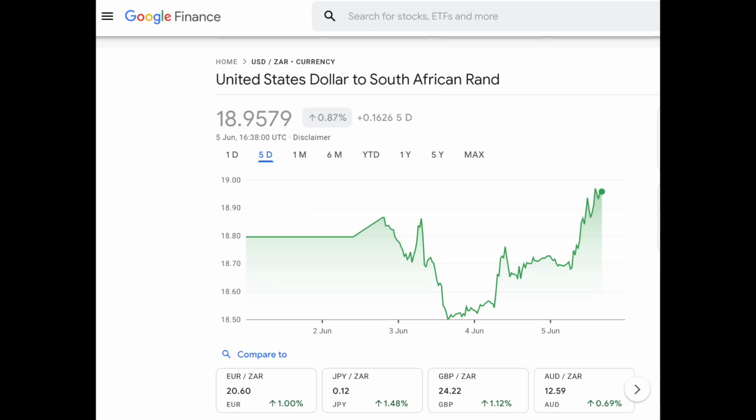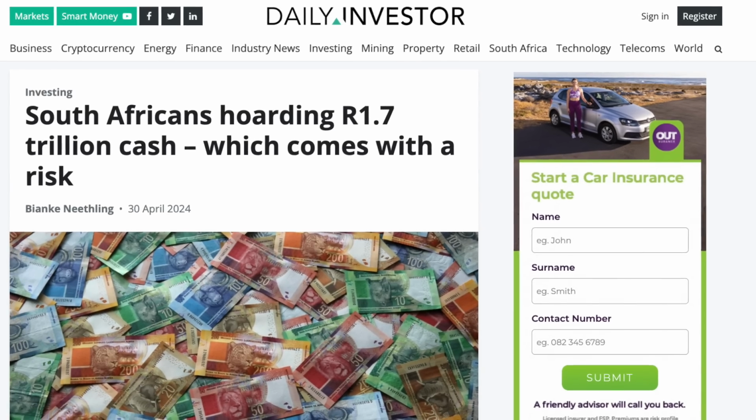But just to start putting things into perspective, the Rand in the last few days has been weakening. Just look at the graphic that I've put up, and you'll see that in the last 5 days, there's a bit of stability, and then there's been some weakening, right? And the other thing that I want you to think about and remember is that there are large currency reserves in South Africa in the hands of big business, in the hands of a few oligarchs.